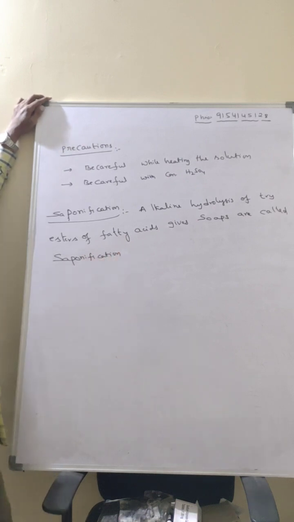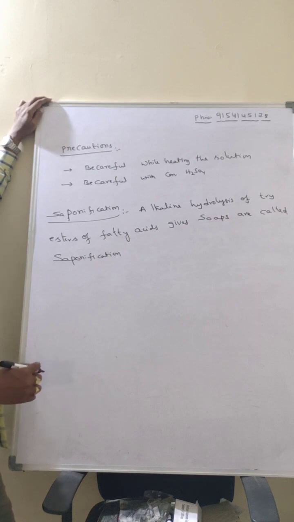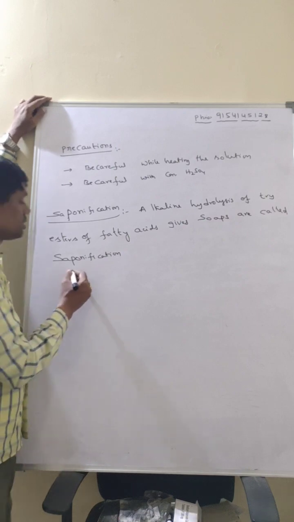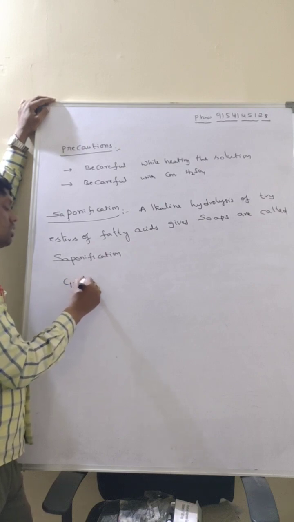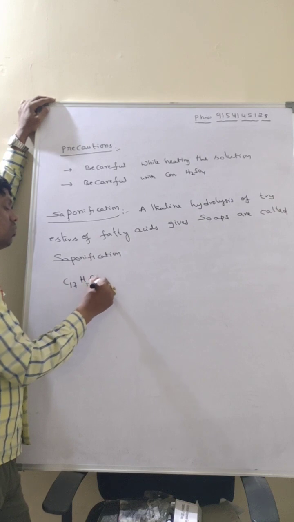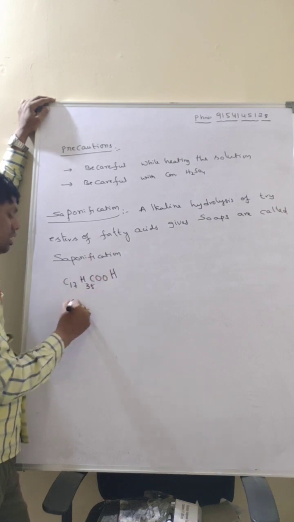First, alkaline hydrolysis means dissolving in aqueous base. Triesters of fatty acids. Here fatty acid means, in general, we use stearic acid or oleic acid. Stearic acid means C17H35COOH. This is called stearic acid.